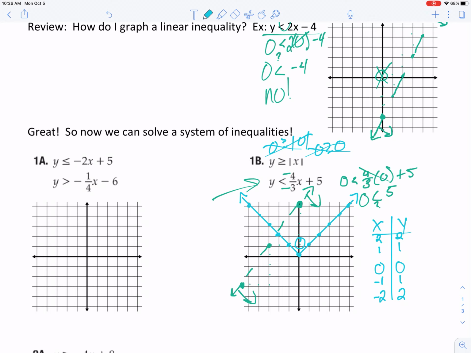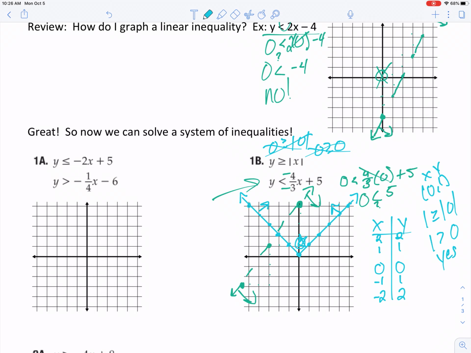Let's try that. So if I'm choosing 0, 1, this is x, this is y, is 1 greater than or equal to the absolute value of 0? Is 1 bigger than 0? The answer is yes. So now I do get to shade towards that, and again I'm just going to draw those arrows.